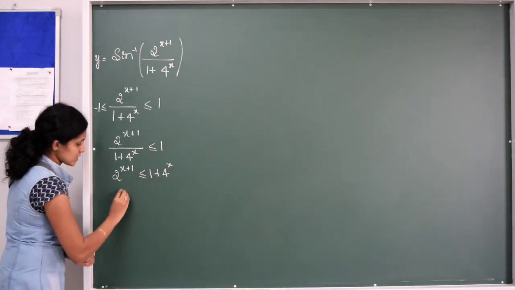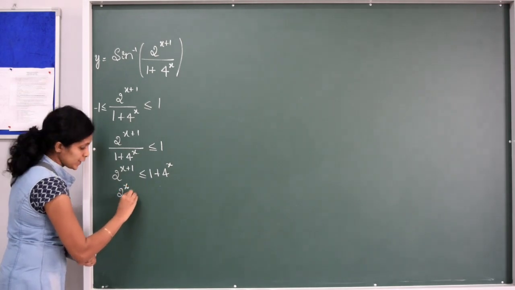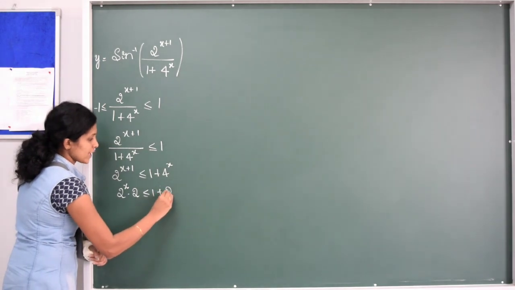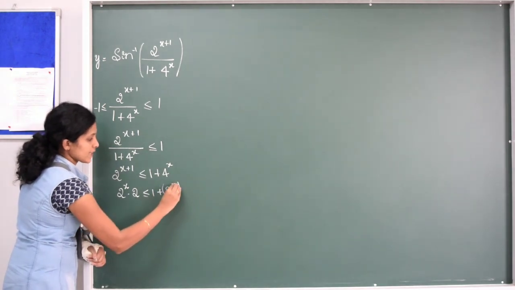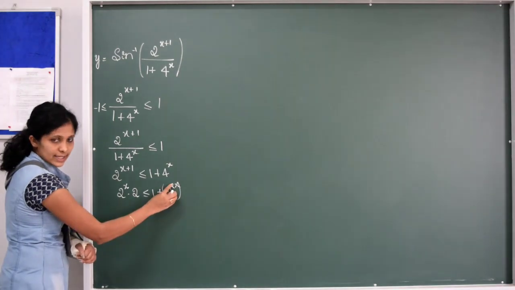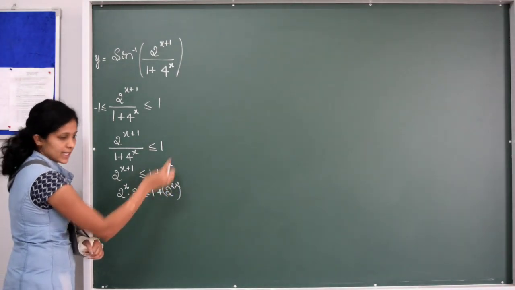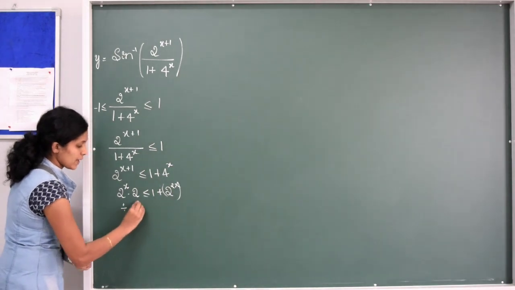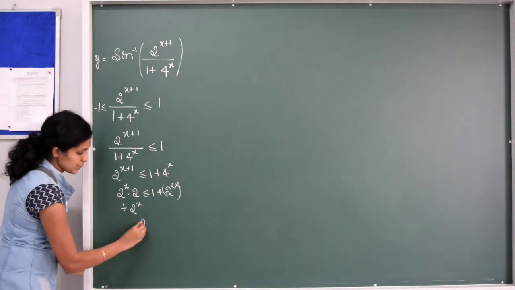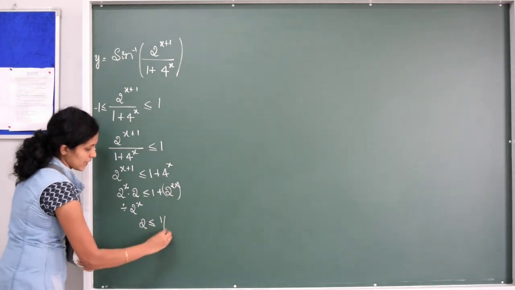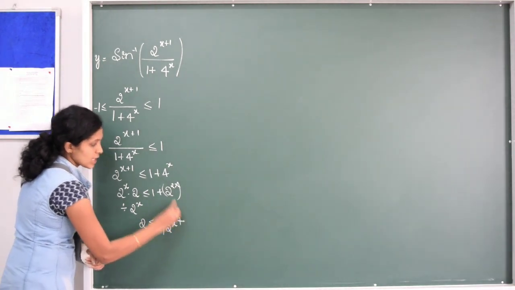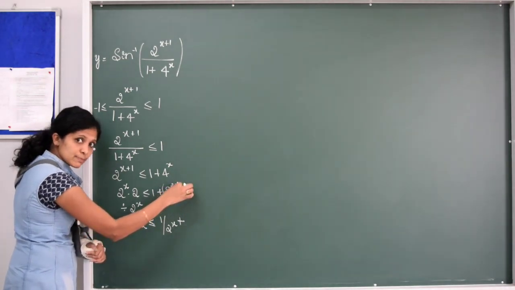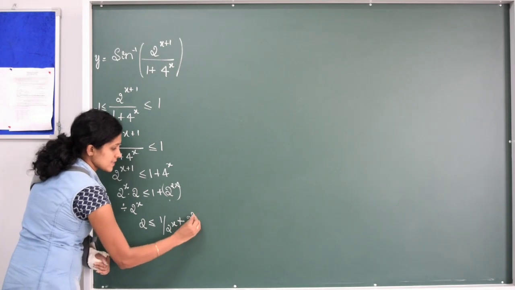Now we will write this one as 2 to the power x into 2, right? Less than or equal to 1 plus 4 to the power x, which can be written as 2 square whole to the power x, or we can write 2 to the power 2x. Is it clear? 4 is 2 square, to the power x, so it will be 2 to the power 2x. So now we will divide by 2 to the power x. If I divide by 2 to the power x, this will be 2 less than or equal to 1 by 2 to the power x plus 2 to the power 2x divided by 2 to the power x. It will be 2 to the power 2x minus x. So it is 2 to the power x. Is it clear?